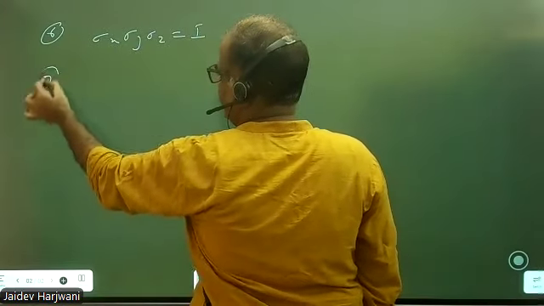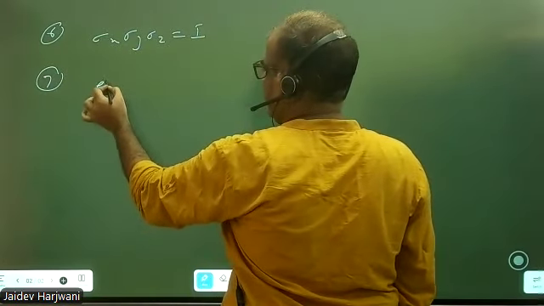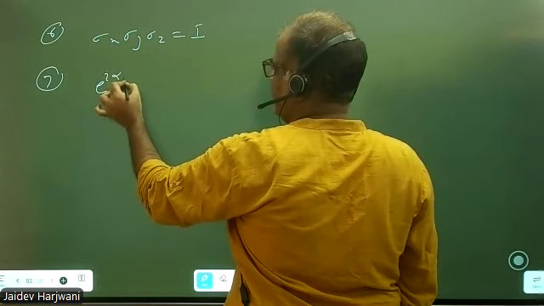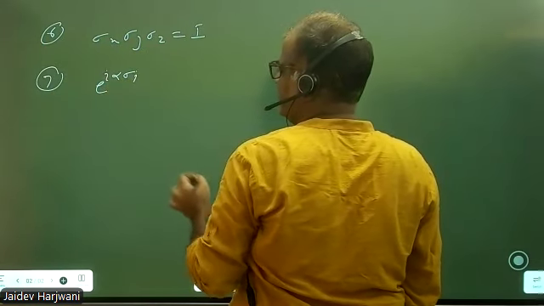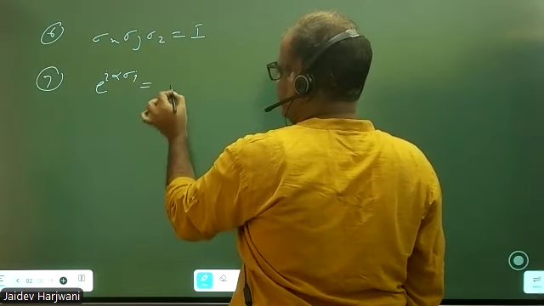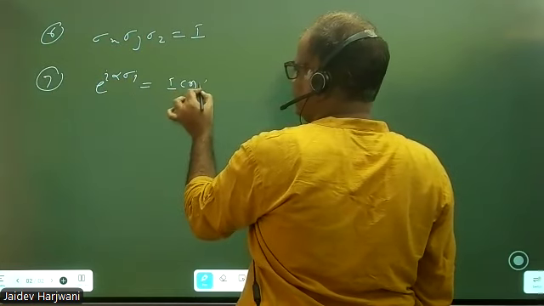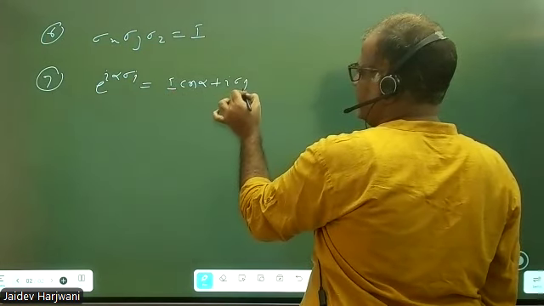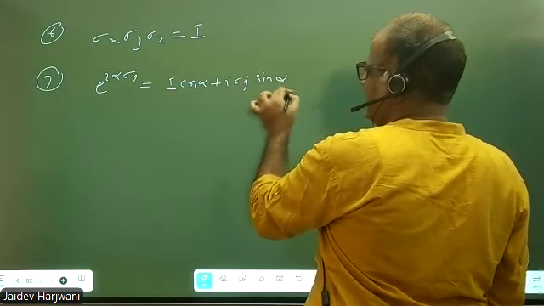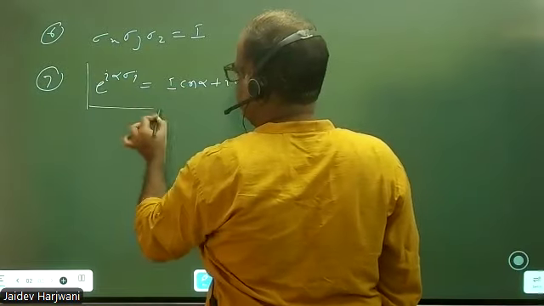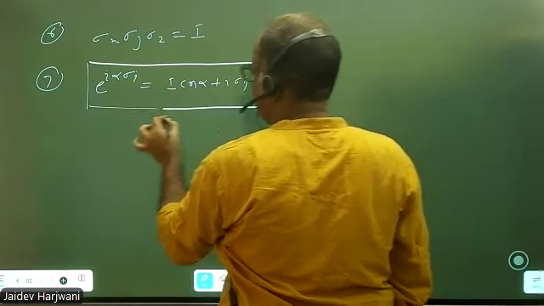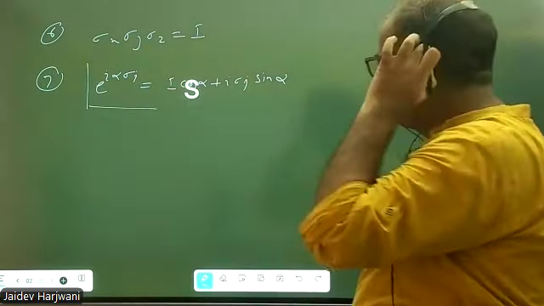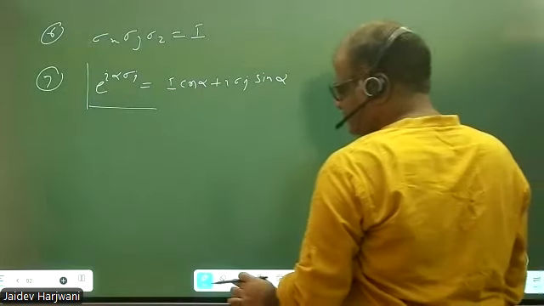And one more important property is there. If you have e to the power iota alpha sigma j, that you can write as I cos alpha plus iota sigma j sin alpha. This is a very important property we are going to use, and this is quite easy to prove also.